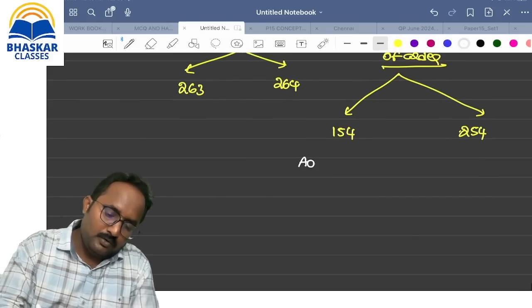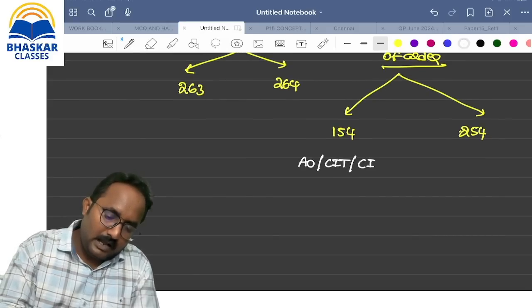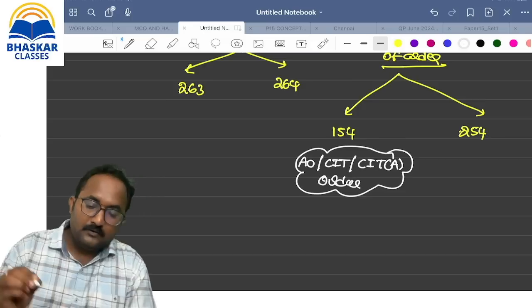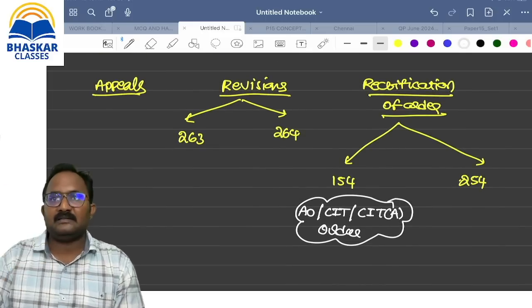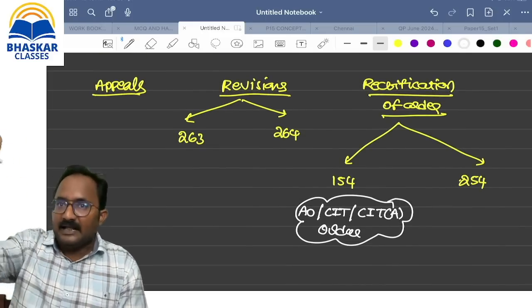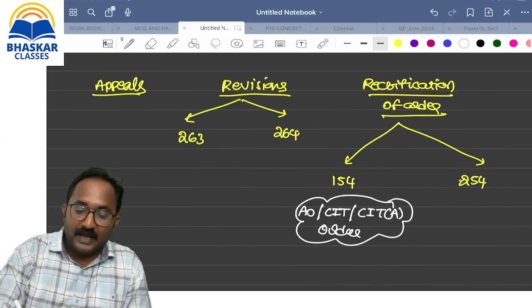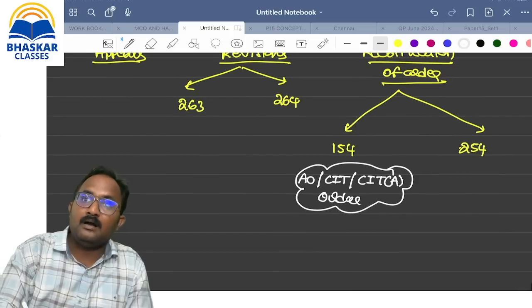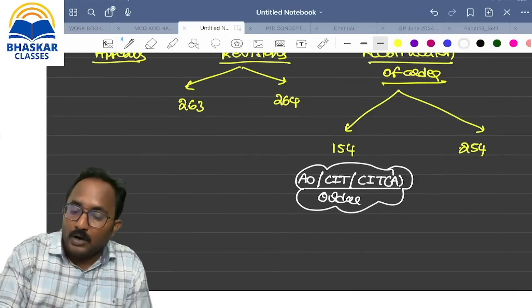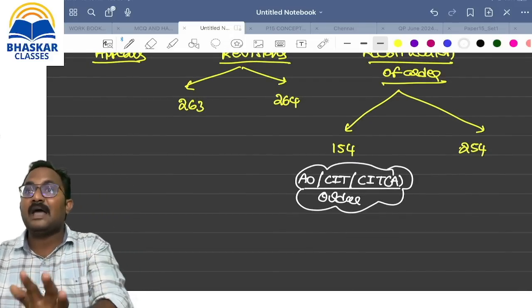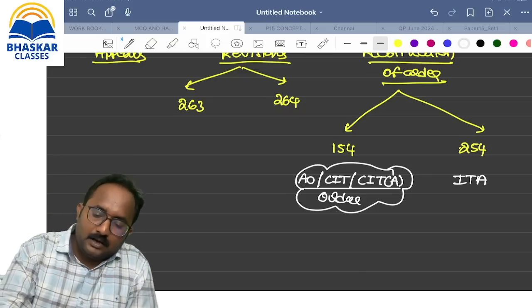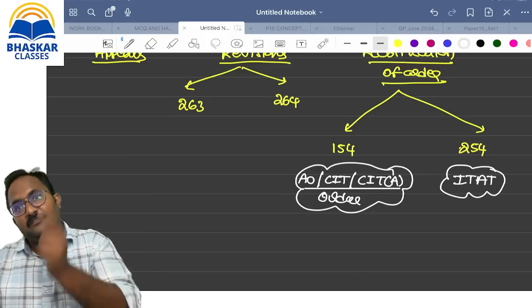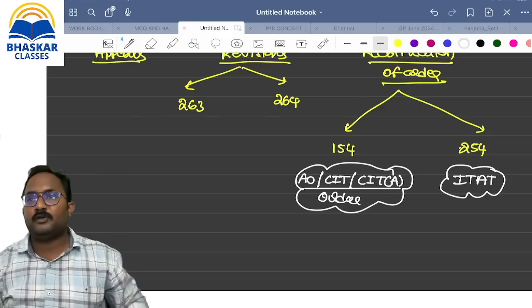If the AO or CIT appeals have already passed orders, and in that order there is any mistake apparent on the record, for example, calculation mistakes, SSC name mistakes, or any other grammatical mistakes, that can be rectified by those authorities. Their own order can be rectified by them if they find any mistake. Sir, if an ITAT passes an order and there is any mistake in it, that can be rectified by the ITAT only as per section 254.